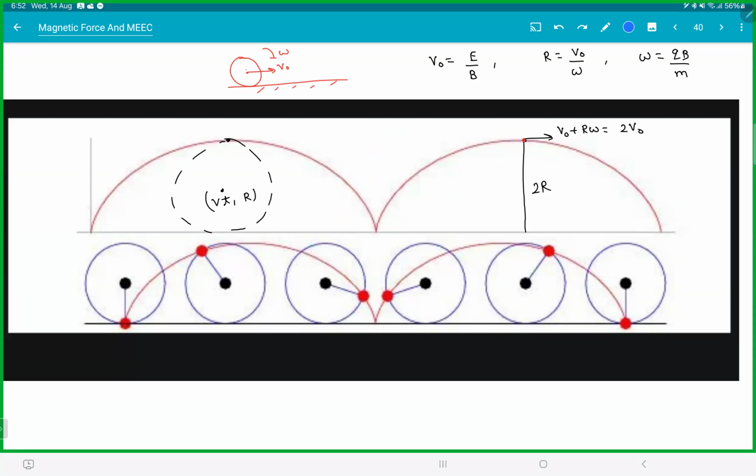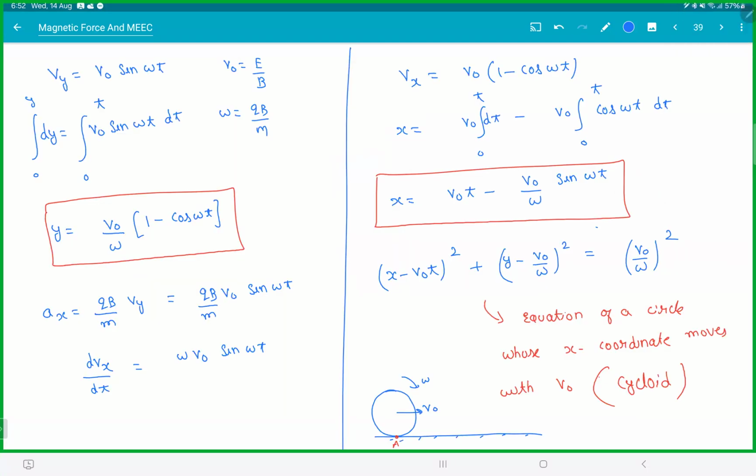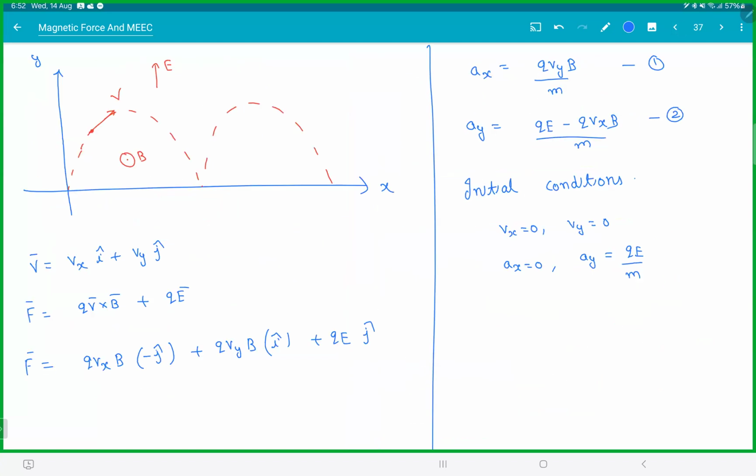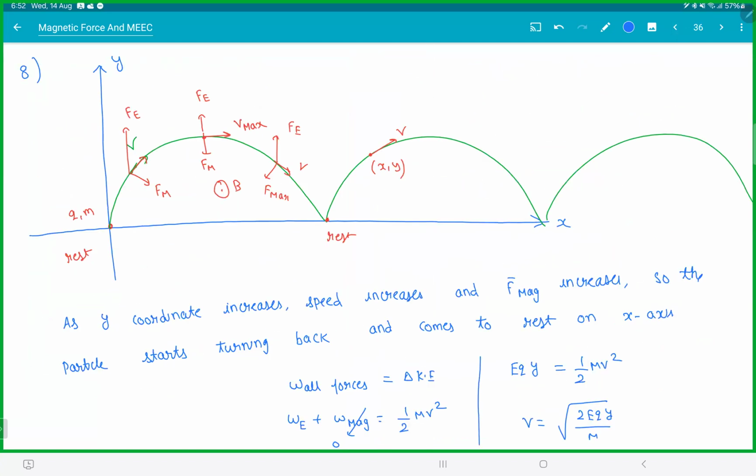Yes, say something. Sir, I did not get the trajectory part. Like, why was the trajectory like this? I thought it would go along the y-axis. No, see. How is a magnetic force? Magnetic force is always pulling it inside.